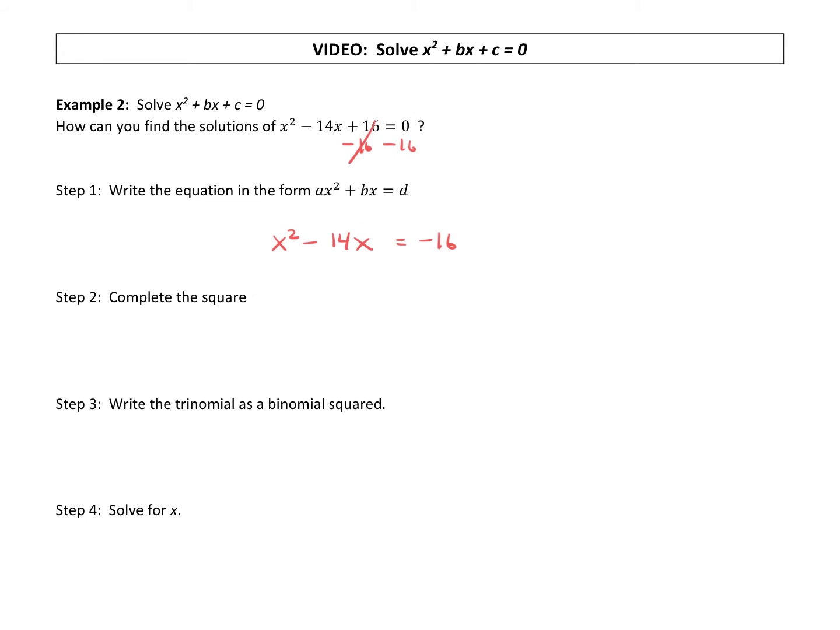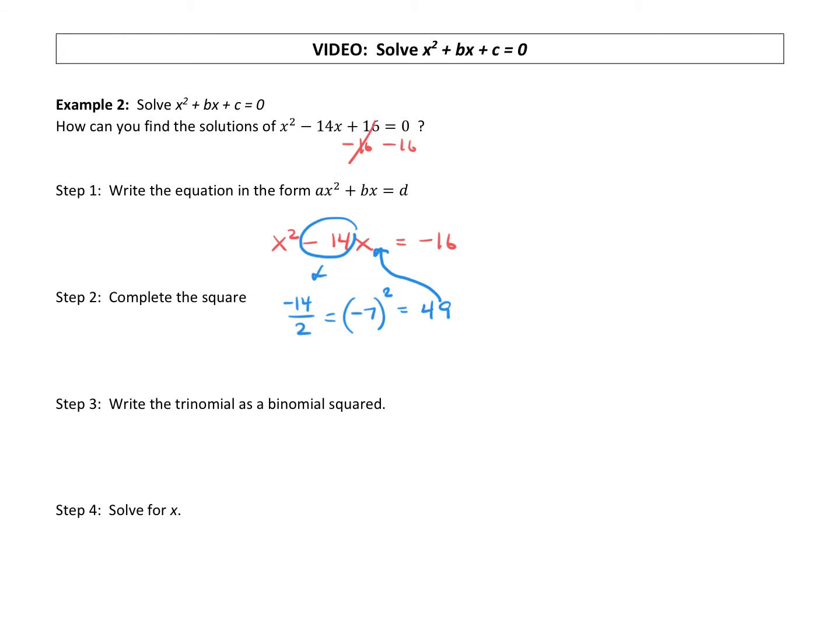So what we do is we take our b value, we're going to split it in half, divide it by 2. That gets us negative 7, and then we square that. Negative 7 squared is a positive 49. So what we do with that positive 49 is we're going to add it in right there.